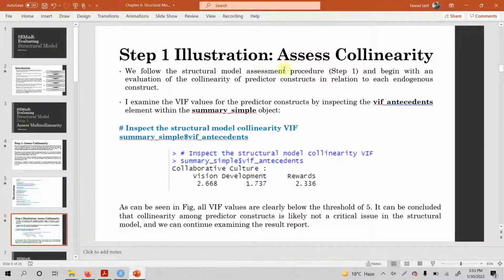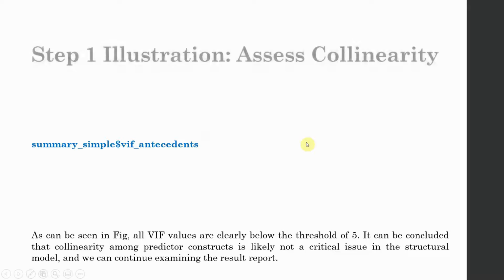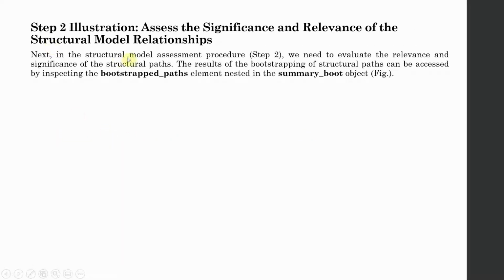Now that we have assessed the collinearity, the next step is assessing the structural relationship. Next in the structural model assessment procedure, that is your step 2, we need to evaluate the relevance and significance of structural paths, whether the impact of X on Y is significant or not. Again, to do so, we will have to run our bootstrapping procedure. We will have to bootstrap the model and then assign that bootstrap model to a summary object.